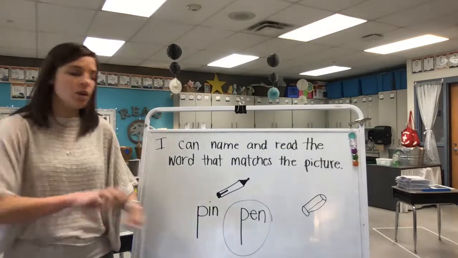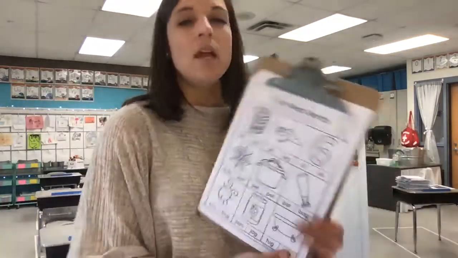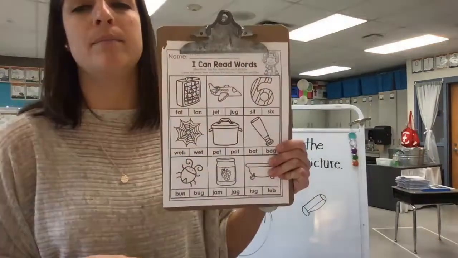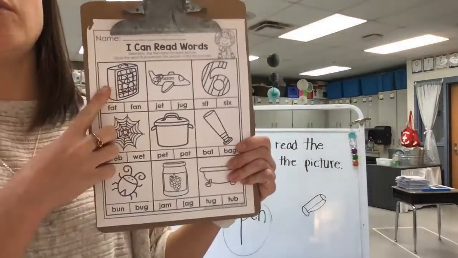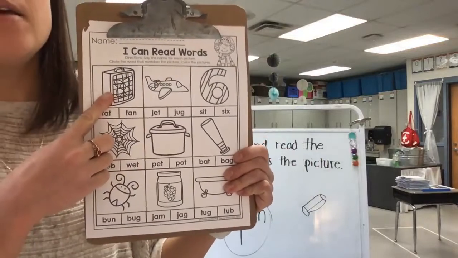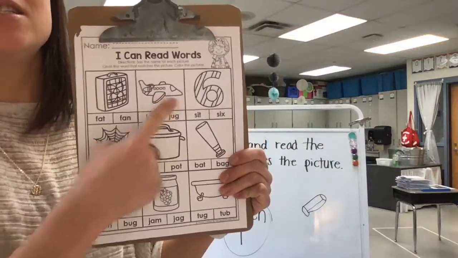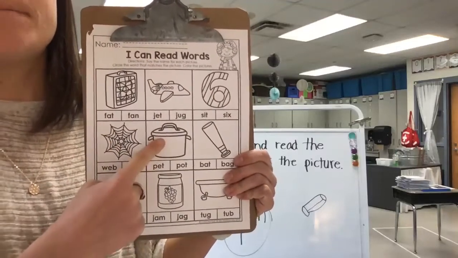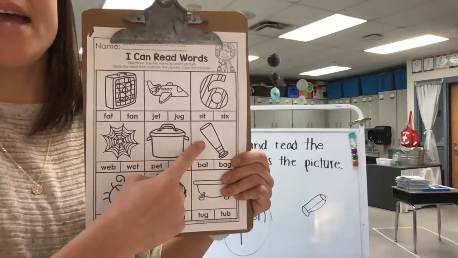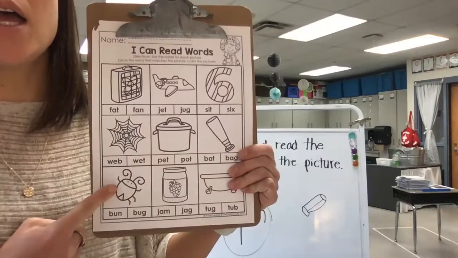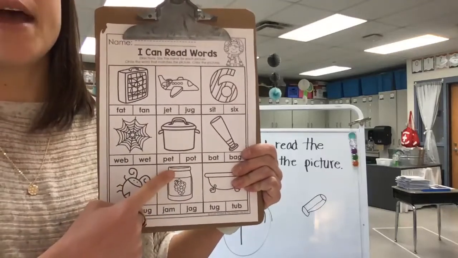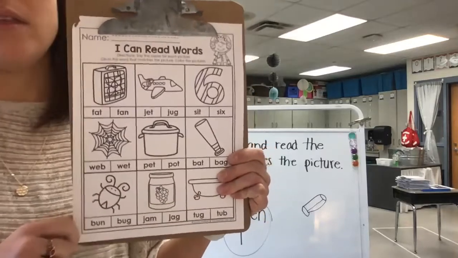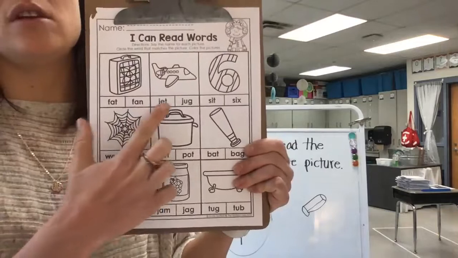So let's take a look at our activity sheet. First, let's name our pictures from left to right and top to bottom. I want you to touch yours as we go. Ready? We have fan, jet, 6, web, pot, bat, bug, jam, tub.